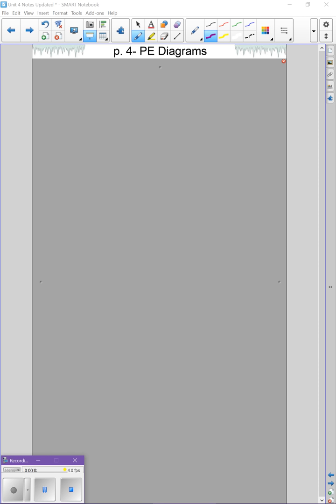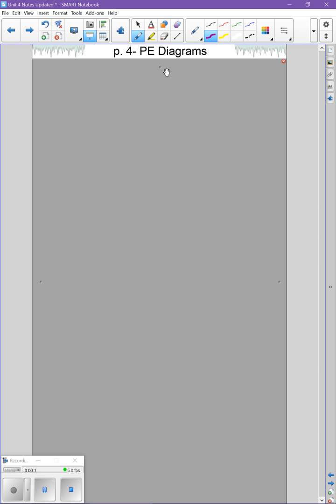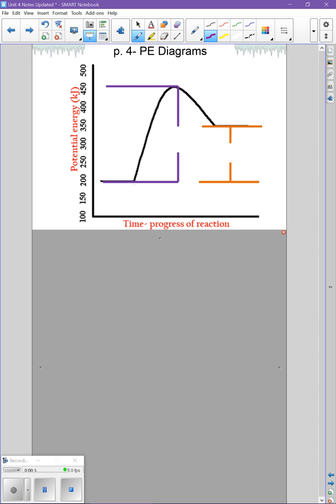Guys, welcome to Unit 4. We're going to start this unit with a review of a graph that you've seen before, and we're going to add a little bit more detail into it. So hopefully you remember seeing the potential energy diagram last unit that looks like this. And notice that this time we have some numbers on it over here.